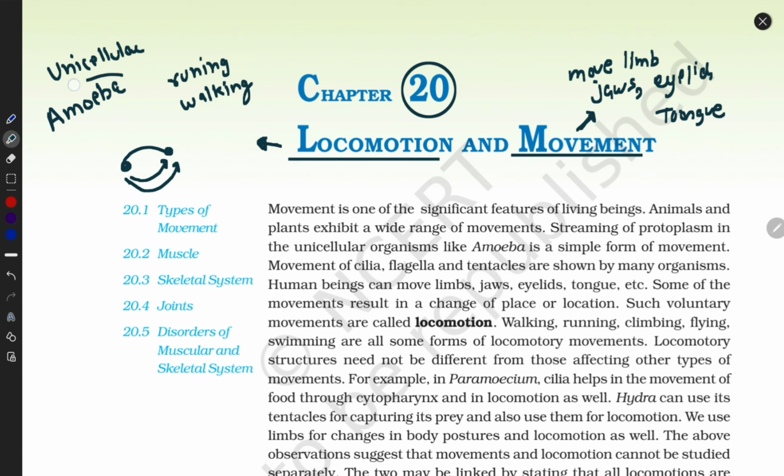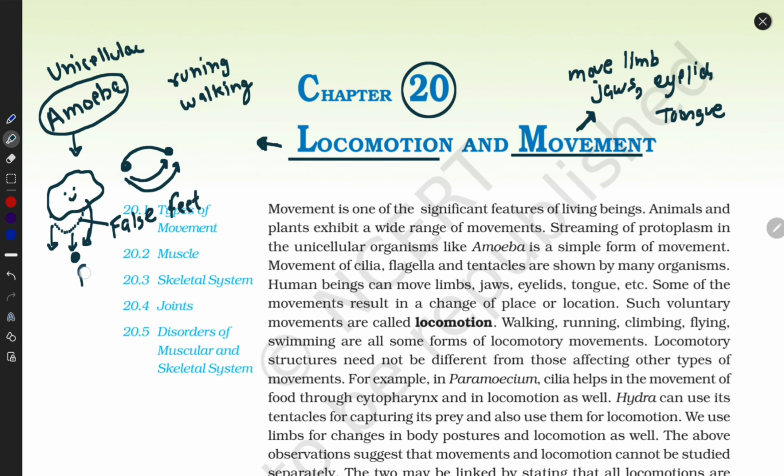How will this unicellular organism, amoeba, move? This is the amoeba and this is their desired location. Amoeba wants to travel to this place. What do they do? They raise their false feet at the desired location and move towards their food particle. This movement is called amoeboid movement.